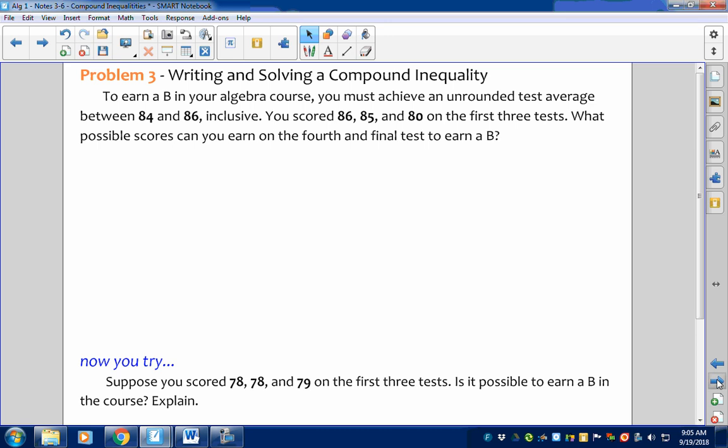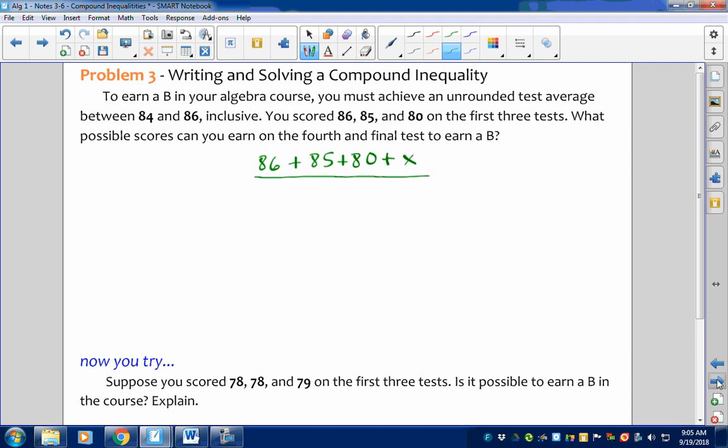So it's inclusive. You've scored the following 3. Go ahead and write this down. 86, write it right in the middle, plus 85, plus 80. So you've been scoring in the 80s. The question is, what do you need to get on the 4th test? We'll call that x. To get an unrounded test average between 84 and 86.